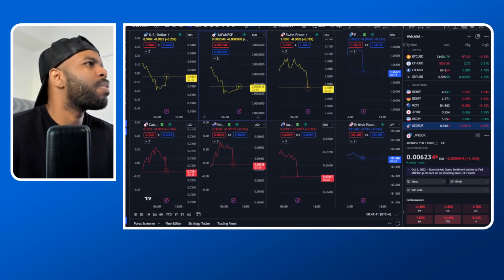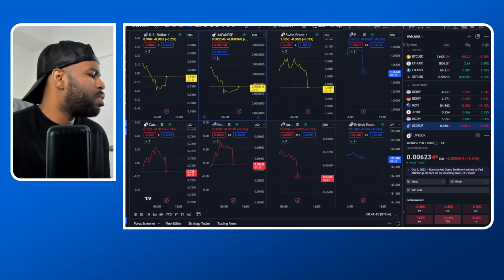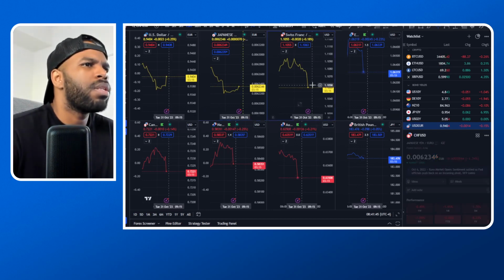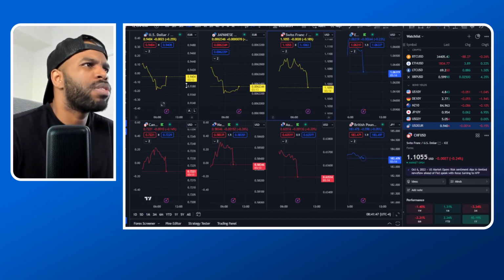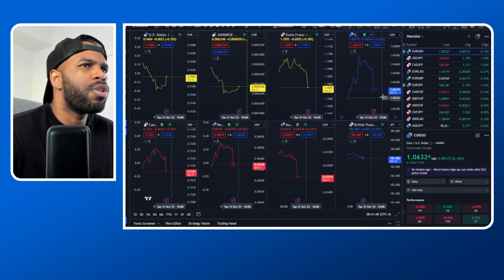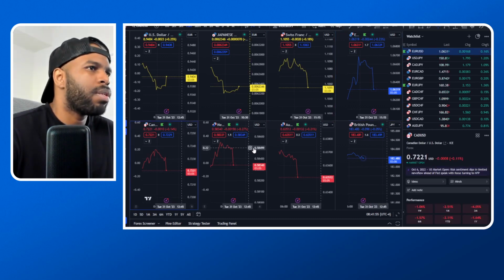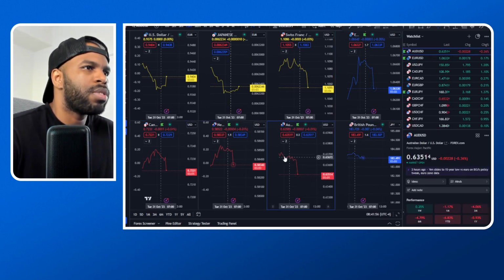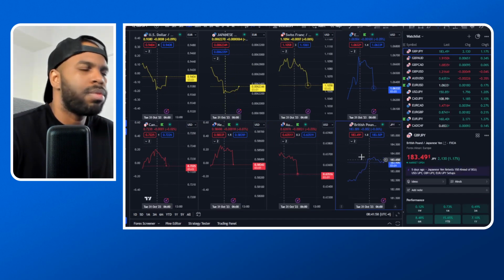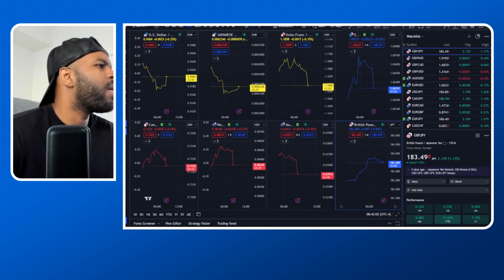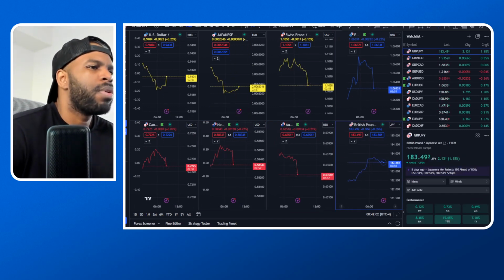So what I'm going to do is go ahead and close these trades, because it looks like we're going into a risk off. That's a term when it comes to looking at multiple pairs. It looks like we are going into a risk off market right now. I'll explain that later on, but let me go ahead and close these trades.